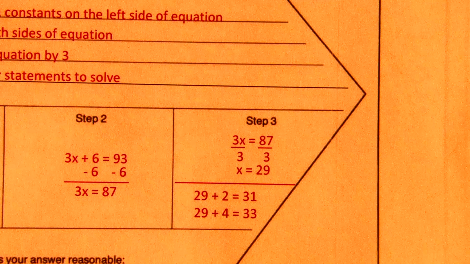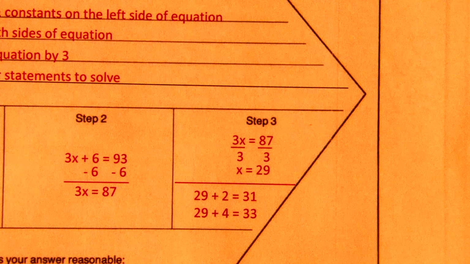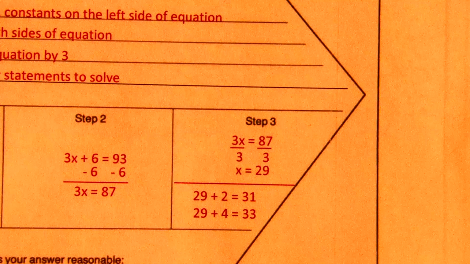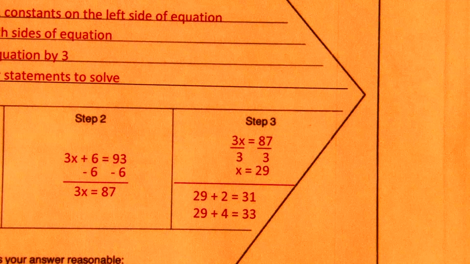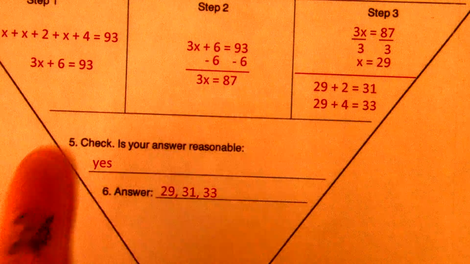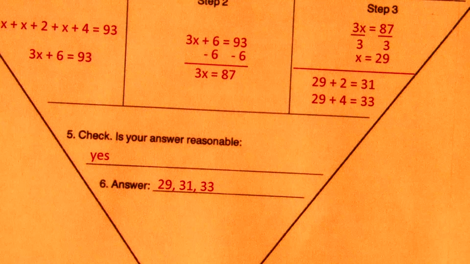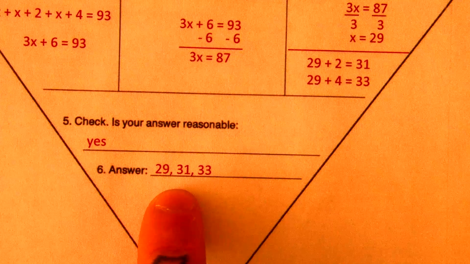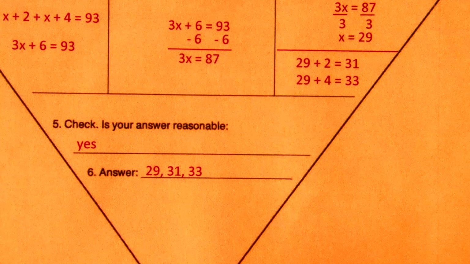There's one last check that we could do, though, and that would be to add those three numbers together and see if they total 93 like the problem was asking us. It turns out that they do, so we can go ahead and say, yes, the answer is definitely reasonable. Write our answer on the line below, and we are done.